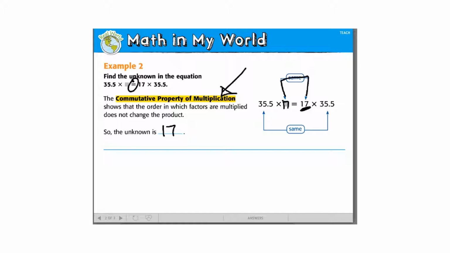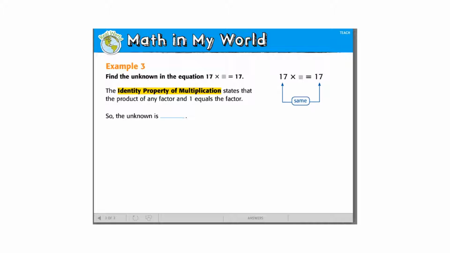Okay, any questions so far? And also, what if it tells you to say all the properties that you use, do you write them? Yes, if it says something like identify the properties you used, you write them. Anytime it says to identify the properties, it means that they want you to write the properties that were used.